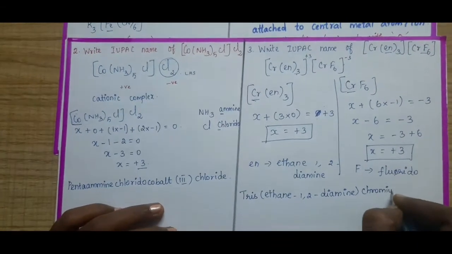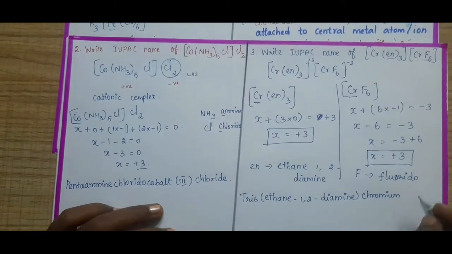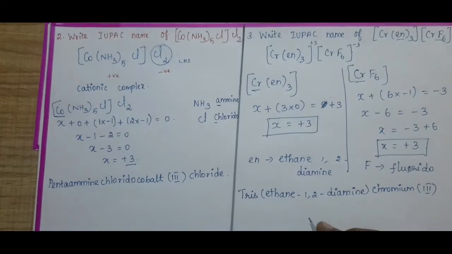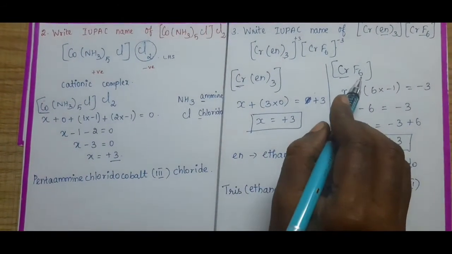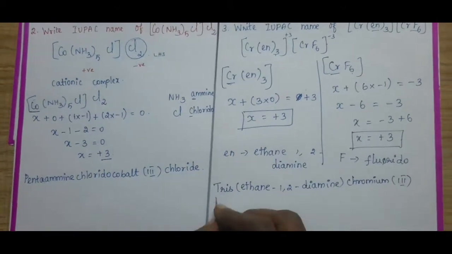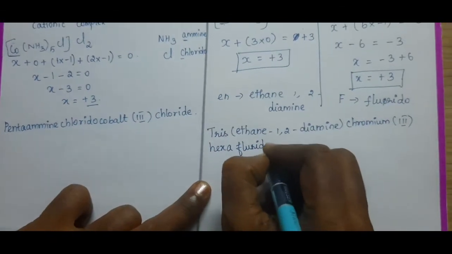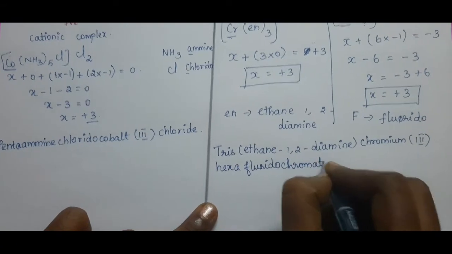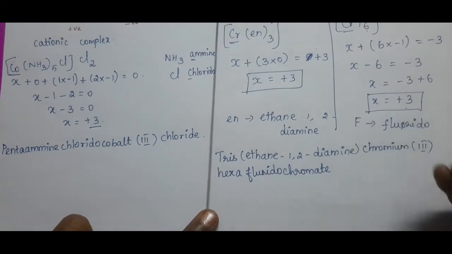chromium. You can mention this as chromium because it is a cationic complex, isn't it? Plus 3. Chromium, the oxidation state is 3. Chromium(III). Hexa, what is the next compound? This is this one. What is the coordination number here? 6. So hexafluoridochromate. Why is it chromate? Because it is an anionic complex. Chromate, what is the oxidation number here? 3.